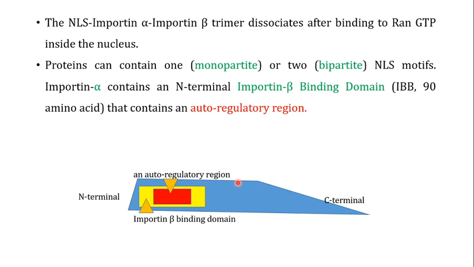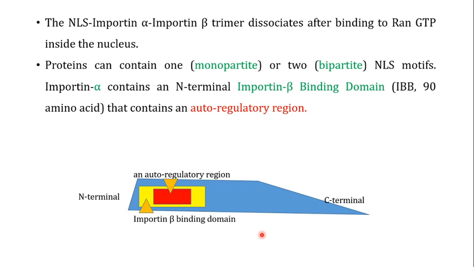Now, if you focus on the structure of the Importin-α, we will discuss this later on, the NLS, Importin-α, Importin-β, when this trimer moves from the cytoplasm into the nucleus of the cell, there it dissociates after binding to the Ran GTP. We will discuss that later on in this particular video. Now, I want to focus on the structure of the Importin-α.